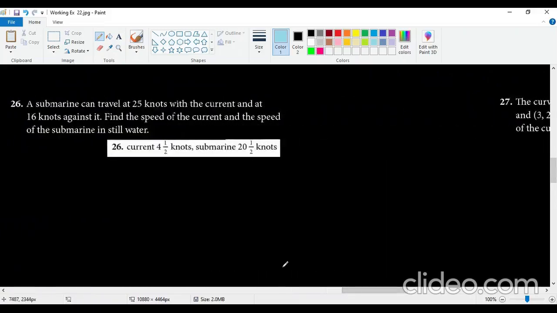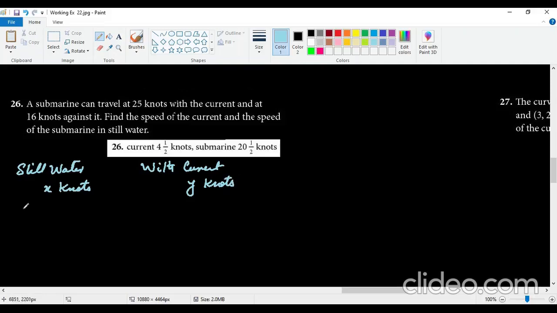It says in still water speeds are different. Still water is x knots, and with current, say it is y knots. This is the start of the question. We assume both the values.